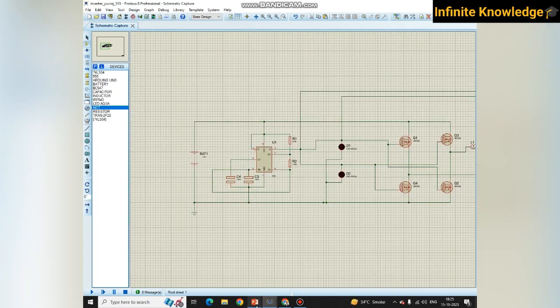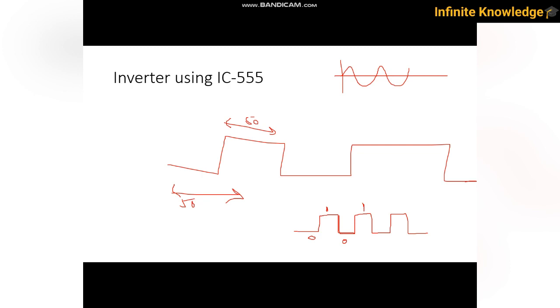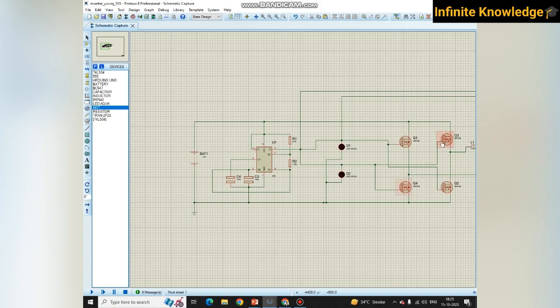At this position, when it is 1, these two will operate. If I remove the NOT gate and I get 1 at this point, what will happen? It will operate all the MOSFETs at the same time, and it will cause a very clear short circuit. So what is important? These two MOSFETs should not operate at the same time. It should operate at a particular time, and if one is in the operating state, the other should remain in the off state.